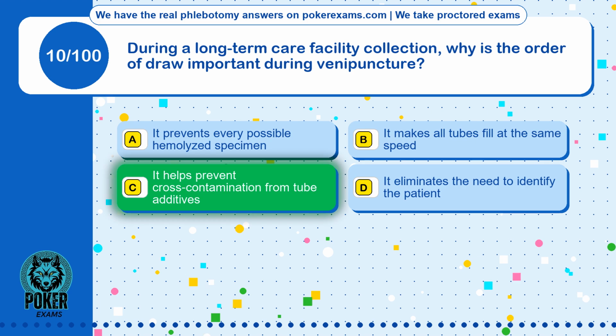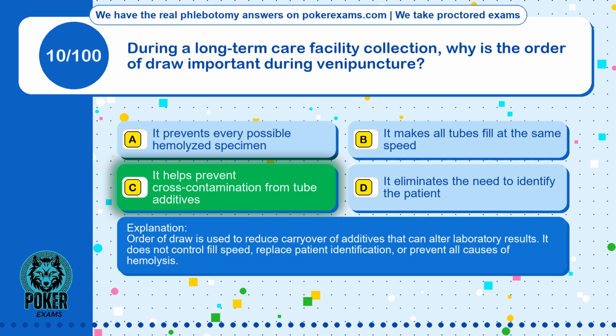The correct answer is option C. It helps prevent cross-contamination from tube additives. Order of draw is used to reduce carryover of additives that can alter laboratory results. It does not control fill speed, replace patient identification, or prevent all causes of hemolysis.